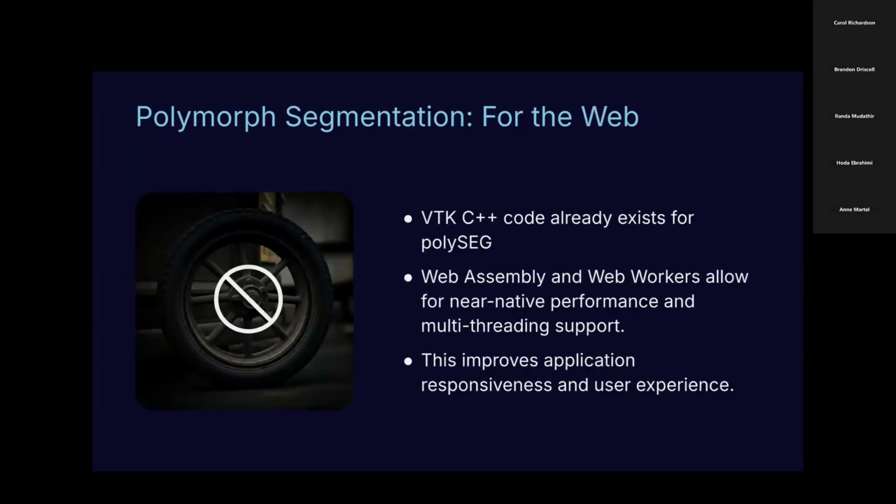So we saw that there's already a ton of VTK C++ code that the Slicer team has written, and it exists for the polyseg. But the question was, how do we bring it to the web? Because our stack is web-based, and web is completely different than the code that's written in C++. So that's where we turned to WebAssembly and web workers, to prevent us from reinventing the wheel and just use those two technologies to cross-compile the C++ code for the web browser.